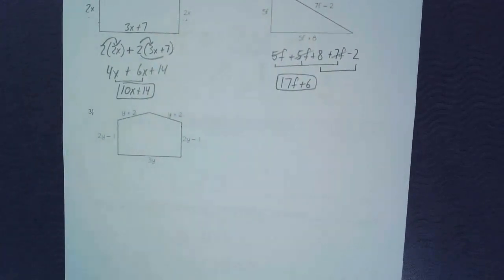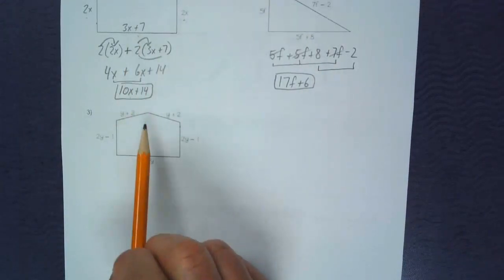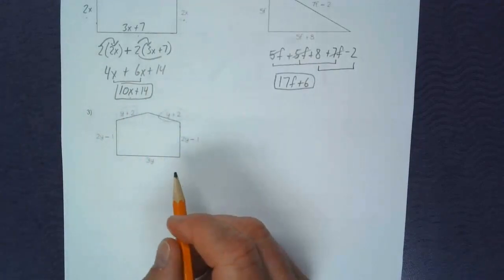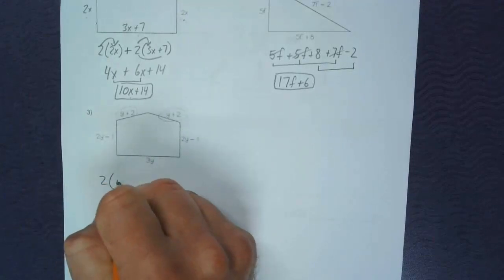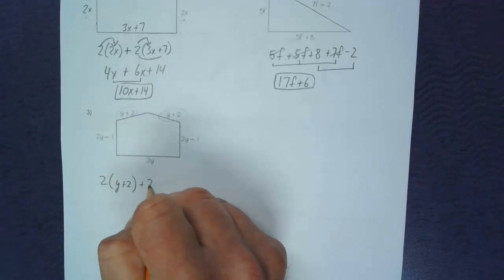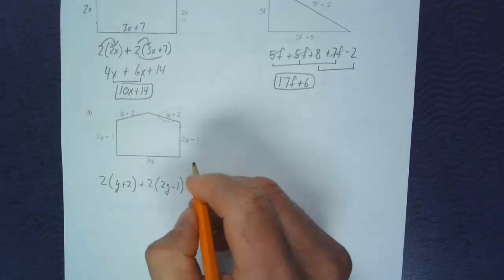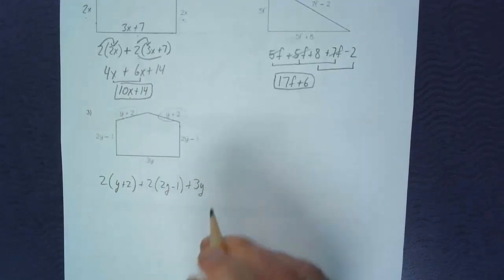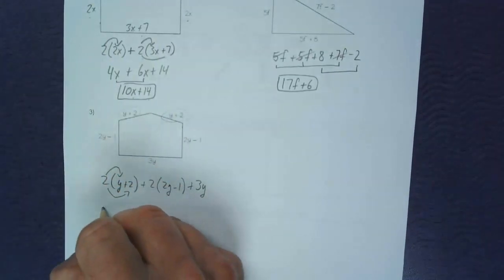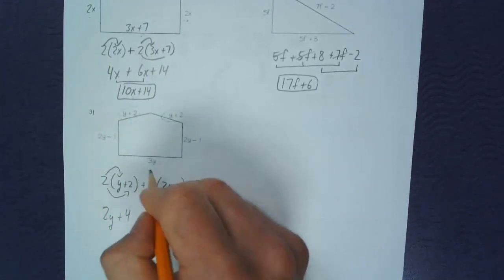This is a 5-sided figure. I'm going to do the same thing, same situation I did for question 1. I'm going to do down here. Notice I have 2 of these are the same. So I'm going to say 2 times y plus 2, plus 2 times 2y minus 1, and then I have this side by itself. I'm going to put it on the end. So we're going to do the distributive property again. 2y plus 4. 2 times 2 is the 4.